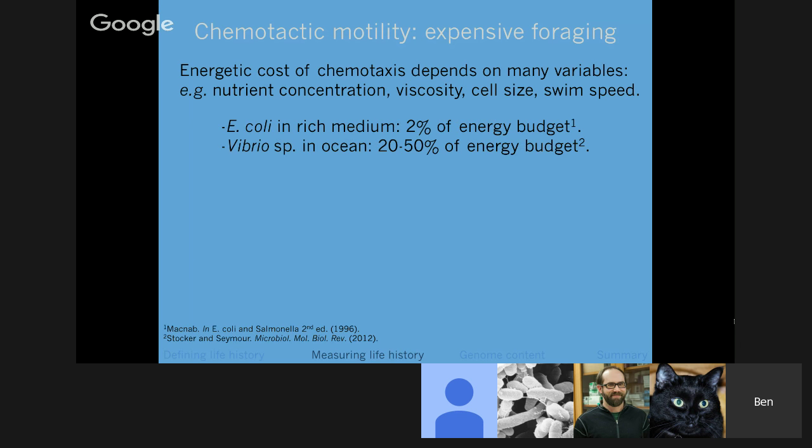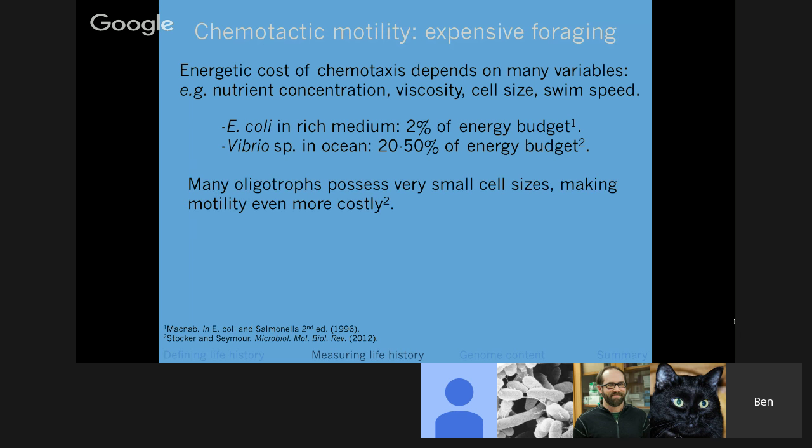So for example, if you look at E. coli in rich medium growing in the laboratory and there's a gradient within that rich medium, E. coli doesn't spend a whole lot of its energy budget on chemotaxis, and maybe 2% of all ATP ends up going towards fueling chemotactic motility. But if you look at, say, a Vibrio species in the ocean, and you can make some assumptions of what its environmental parameters are, the Vibrio species might be using as much as 50% of its energy budget to reach these higher nutrient concentrations. So clearly there are some costs towards chemotactic motility in natural environments.